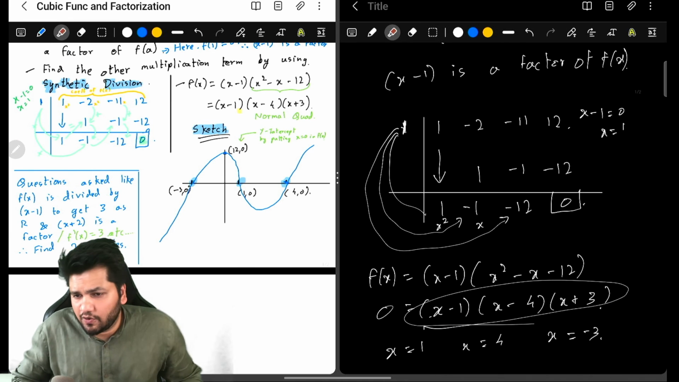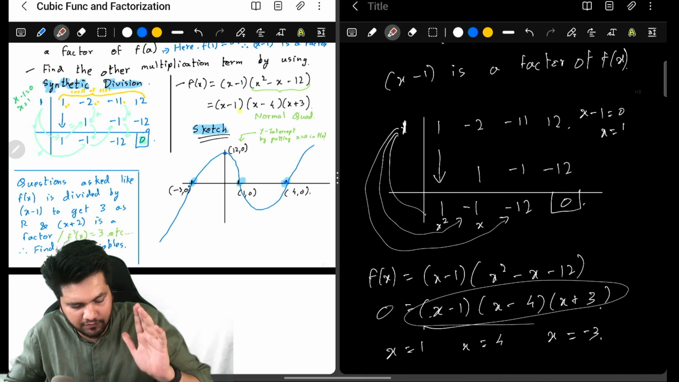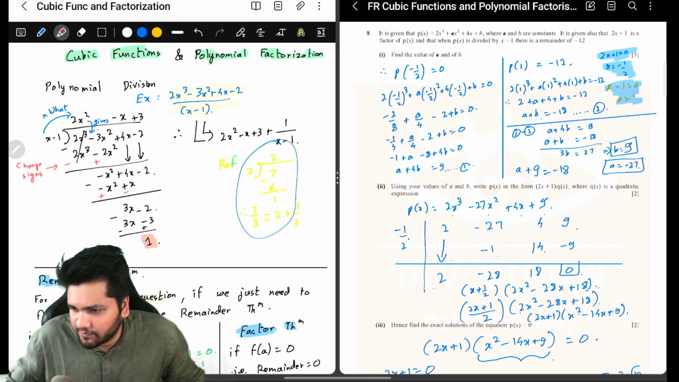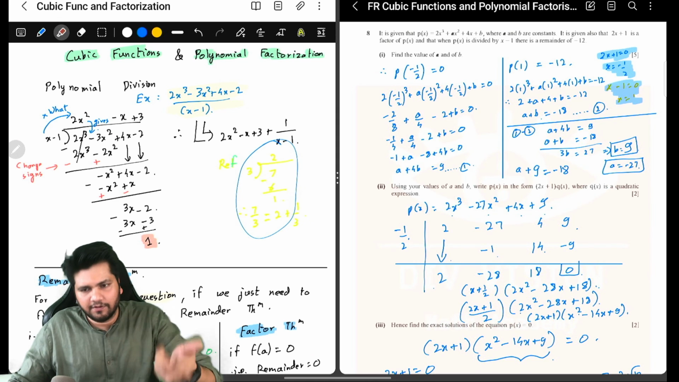Okay. So this is all you have in cubic functions. Now let's start by solving some of the questions based on it, which will be in the next video.